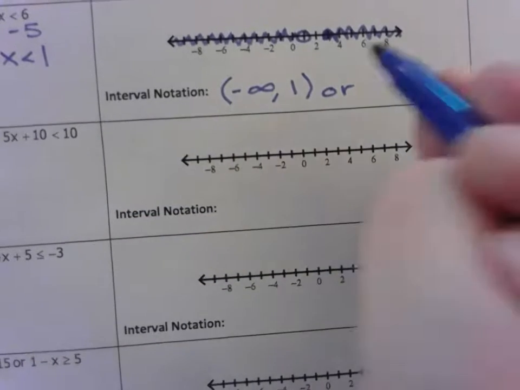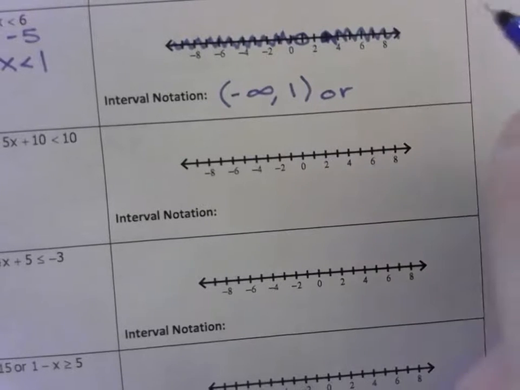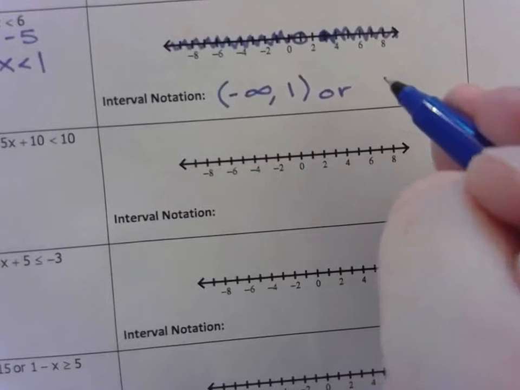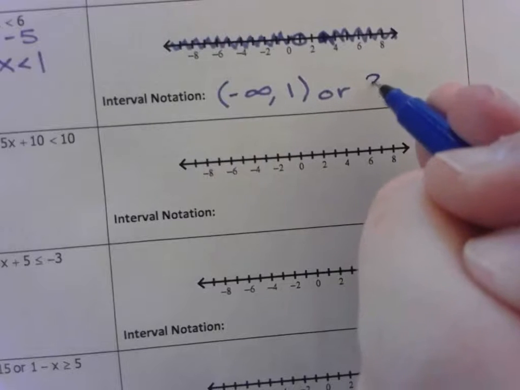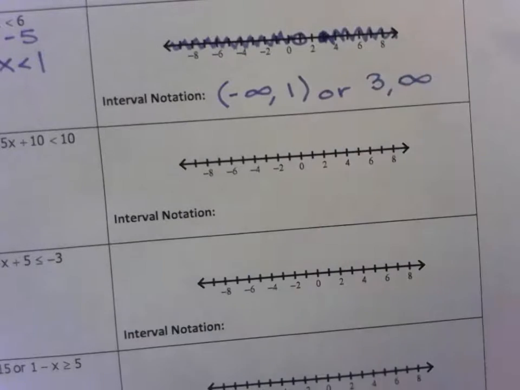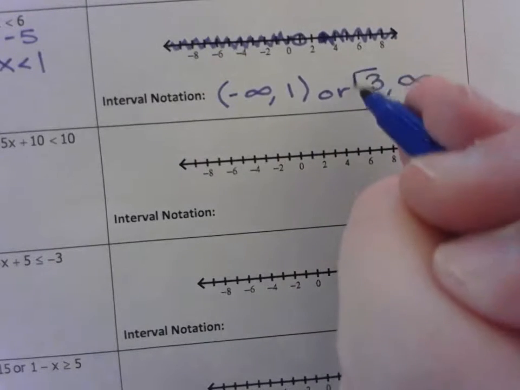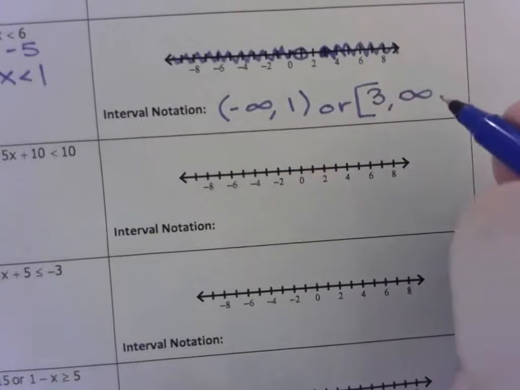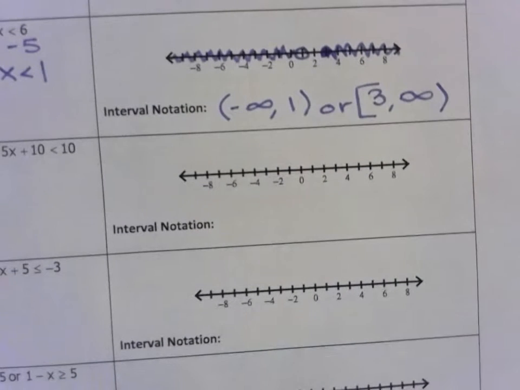The next one, start from the left. Next one is going to be what? 3 to infinity. So I start with 3 on the left, I go to infinity, bracket at 3, because it's a filled-in circle, and parenthesis at infinity.